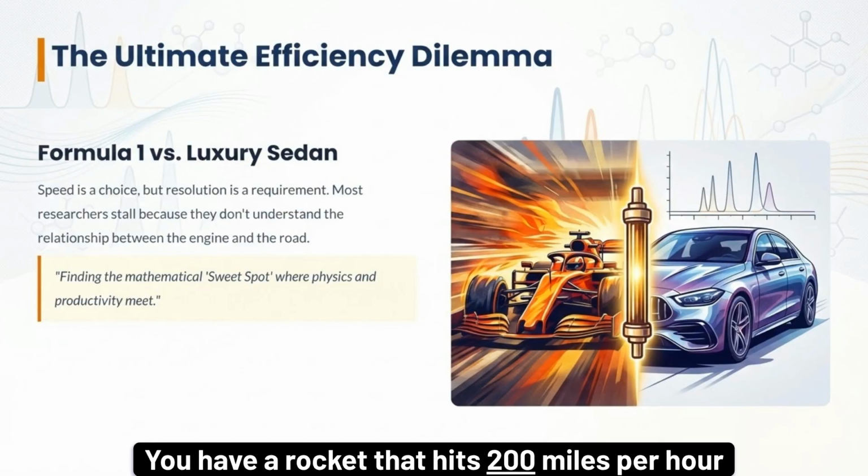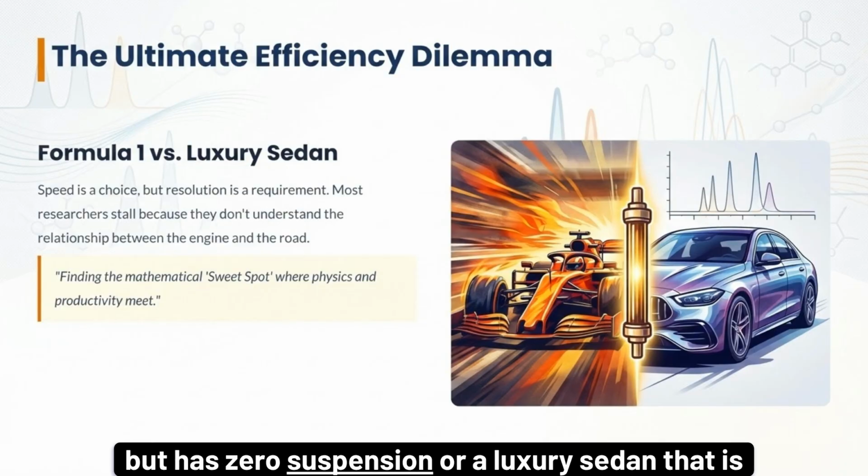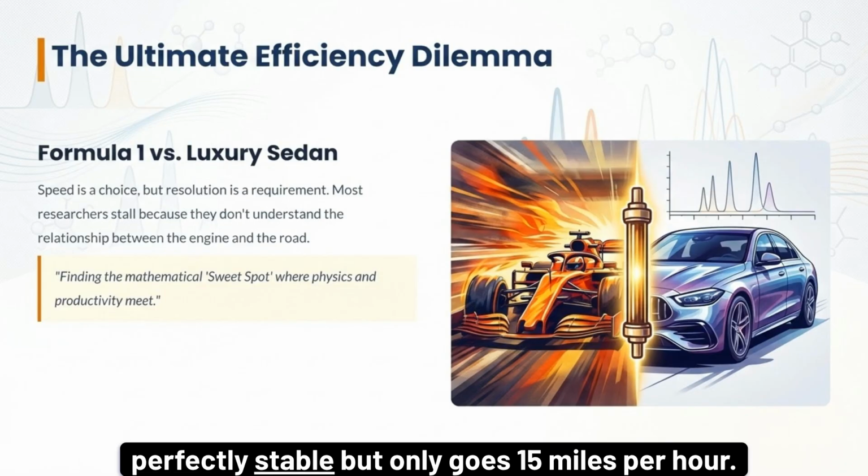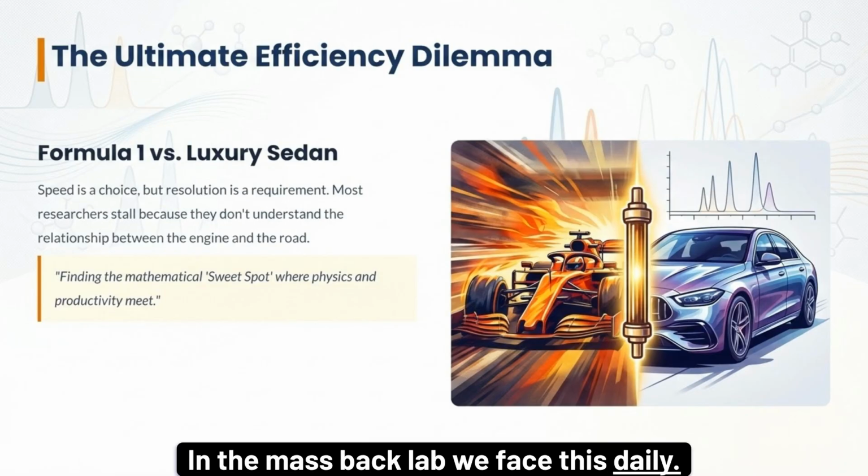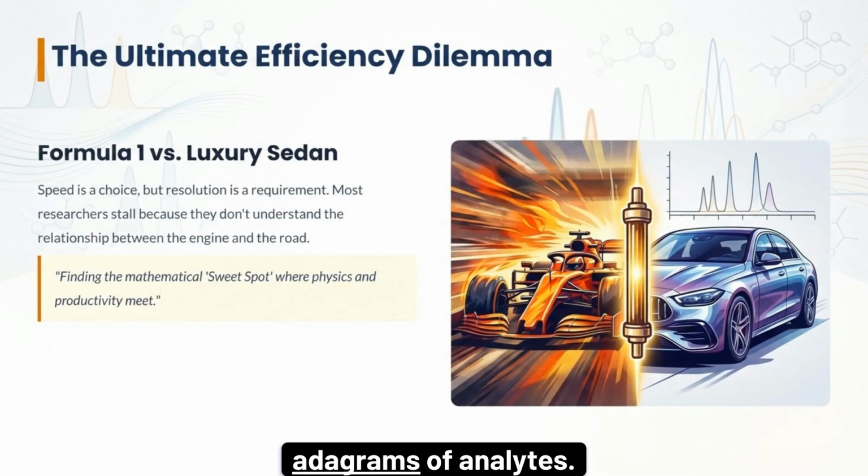Imagine you're managing a delivery service. You have a rocket that hits 200 miles per hour but has zero suspension, or a luxury sedan that is perfectly stable but only goes 15 miles per hour. In the mass spec lab, we face this daily. We have a massive sample queue. We want speed. But we need to detect attograms of analytes.